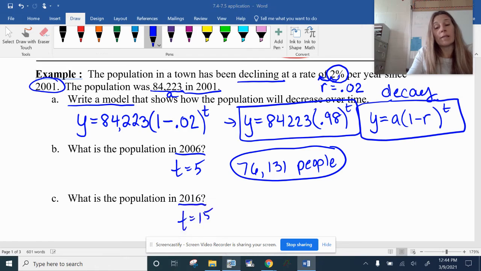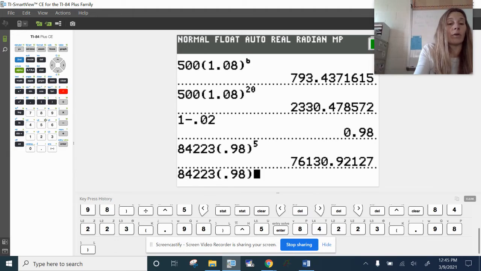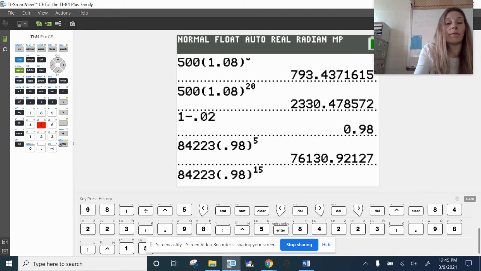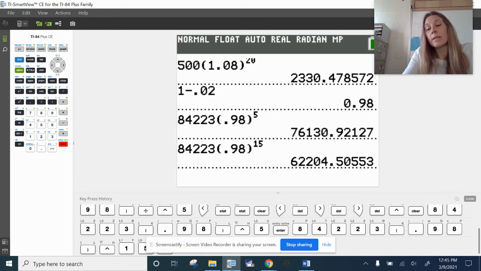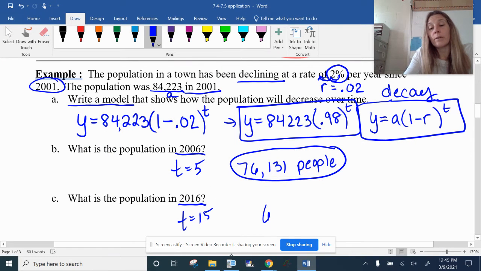And then we do the 15. And we do 84,223 times 0.98, and then we're going to raise that up to 15, giving me 62,200, and that's going to round up to 5. And again, people.